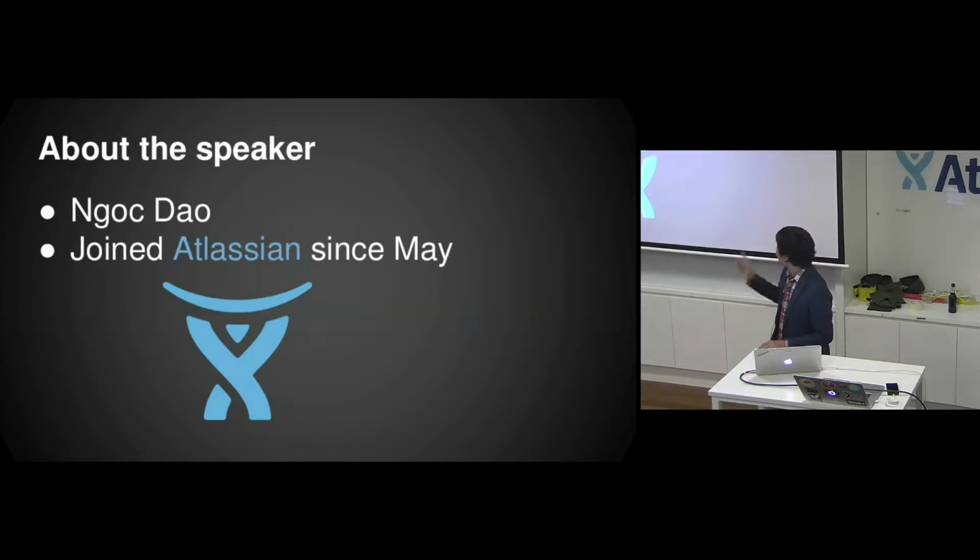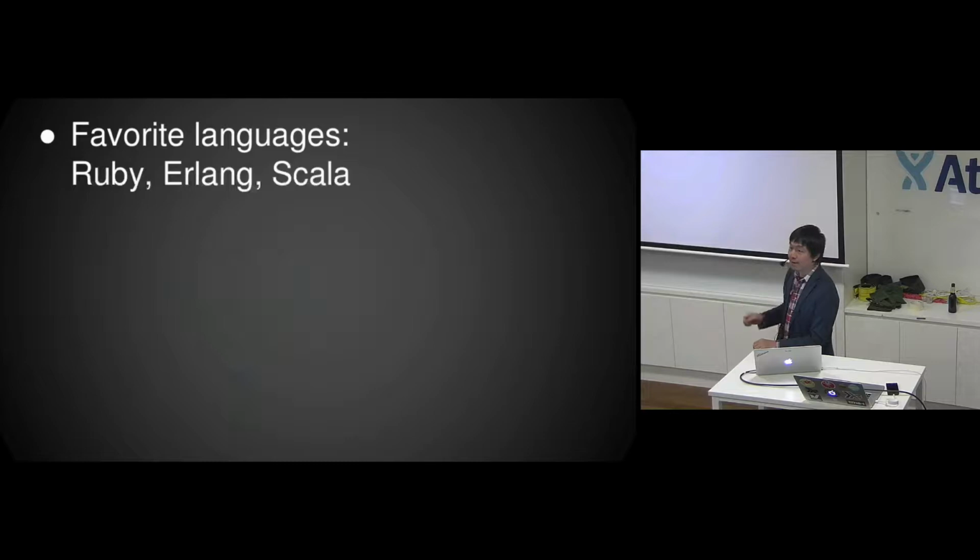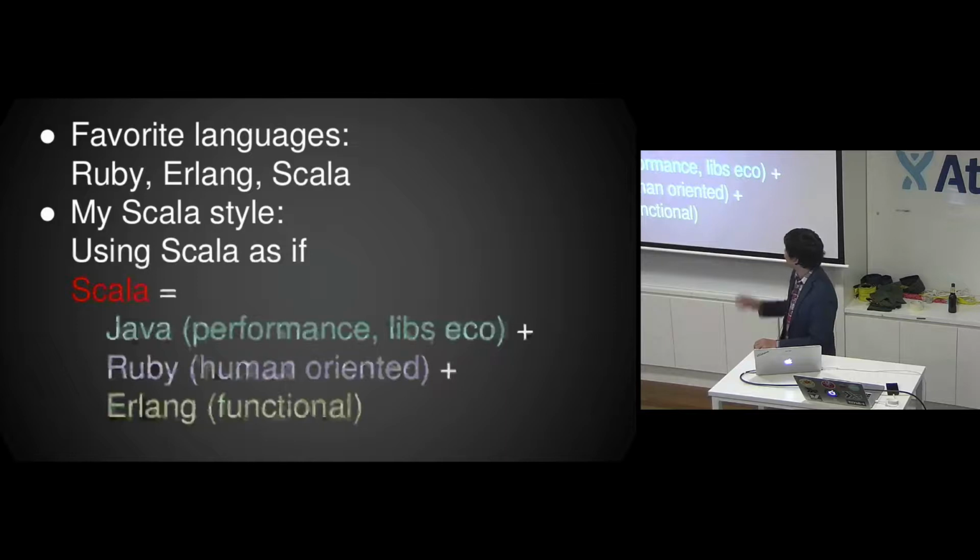Yeah, and I just joined i18n a few months ago. My favorite languages are Ruby, Erlang, and Scala. Actually, my Scala style is I use Scala as if it's a new Java. A new Java, because Java is very fast but not easy to use, and Ruby is easy to use but not fast, and Erlang is functional. So my Scala style is a combination of these languages.